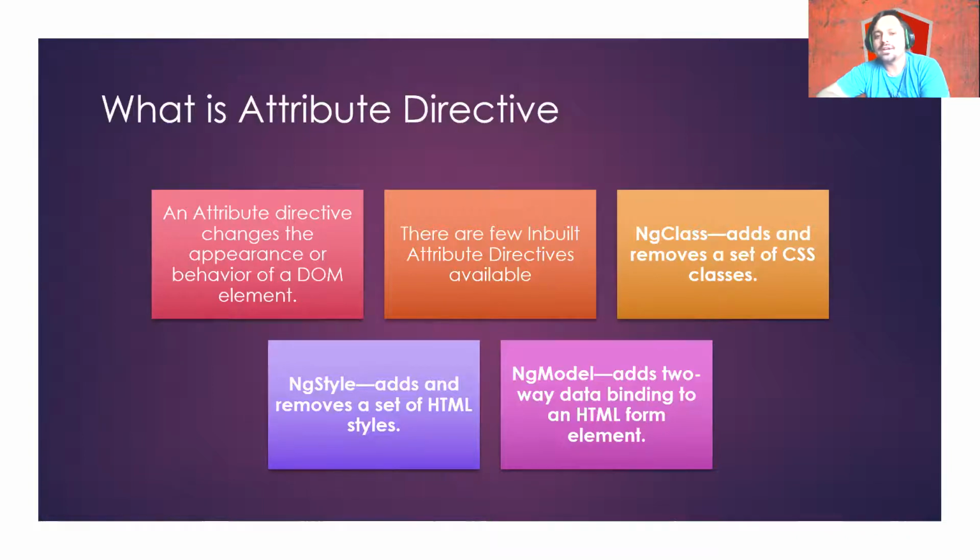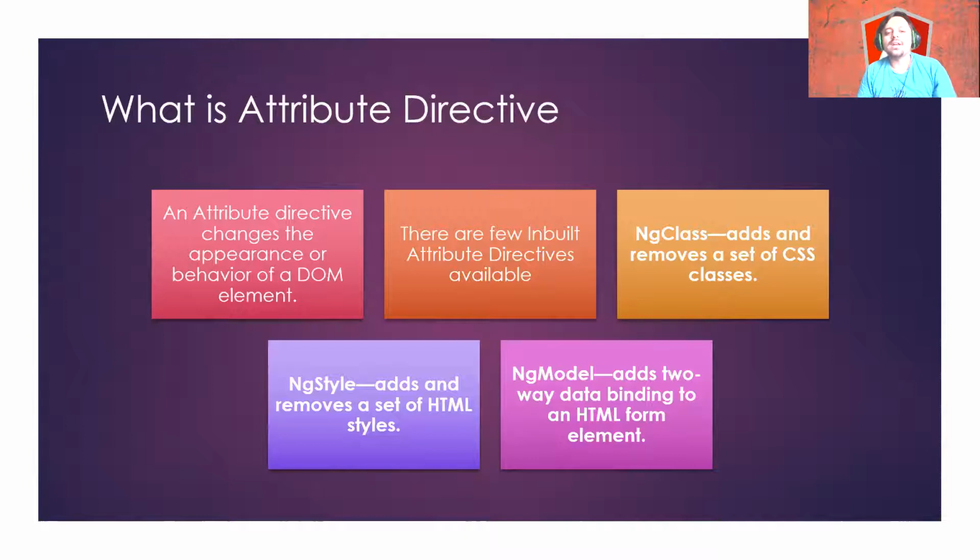There are a few inbuilt directives like NgClass, NgStyle, and NgModel. What NgClass does is that it adds and removes a set of CSS classes. What is CSS meant for? CSS is meant for styling of your DOM. So NgClass is something which is going to add or remove a set of CSS classes from your DOM. It's just changing the DOM appearance and behavior. That's why it is an attribute directive.